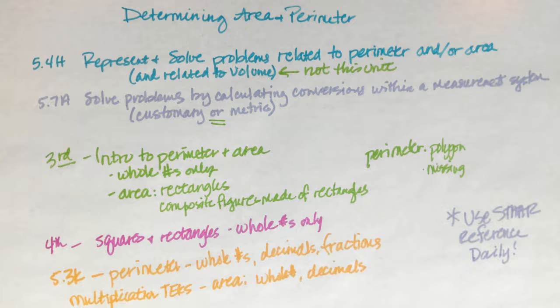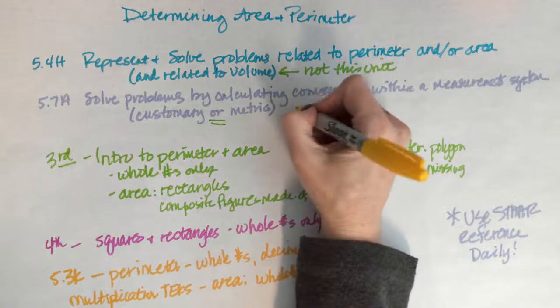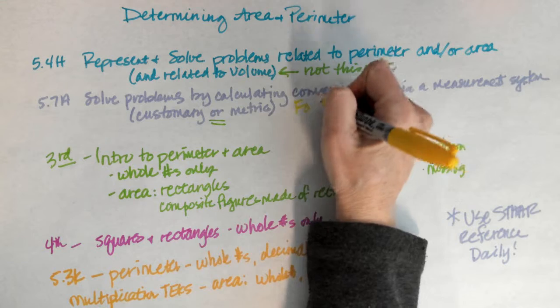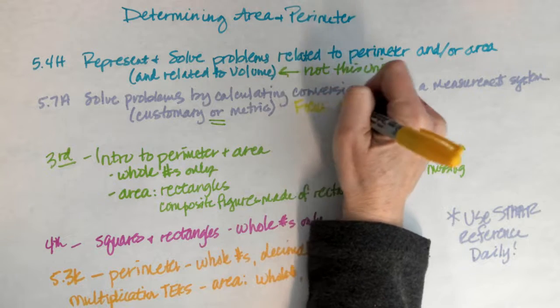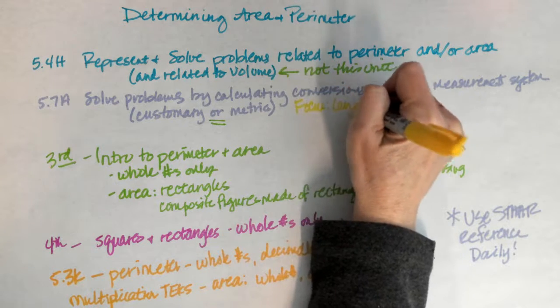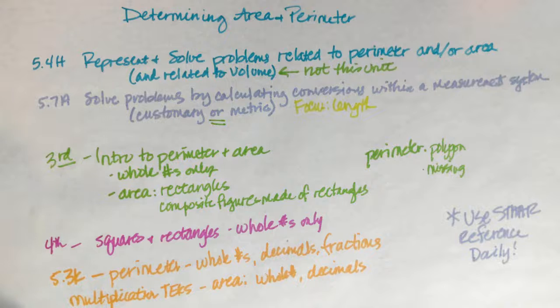Now, before we look at some problems to see how we are expected to work with this standard in 5th grade, I want to talk for just a second about calculating conversions. This is not the unit where we will teach all of conversion calculations. We are only focusing on length. And that's just in the context of area and perimeter.